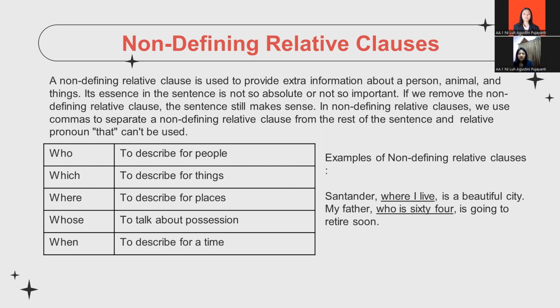In non-defining relative clauses, we use relative pronouns. There are who to describe people, which to describe things, where to describe places, whose to talk about position, and the last, when, to describe a time. For example: Santander, where I live, is a beautiful city. My father, who is 64, is going to retire soon.